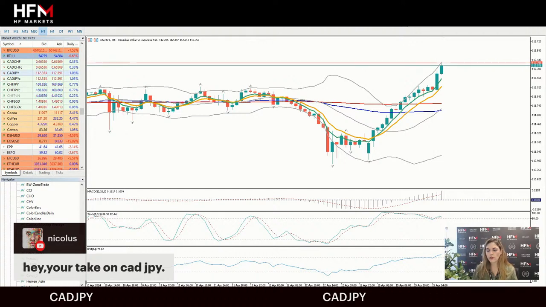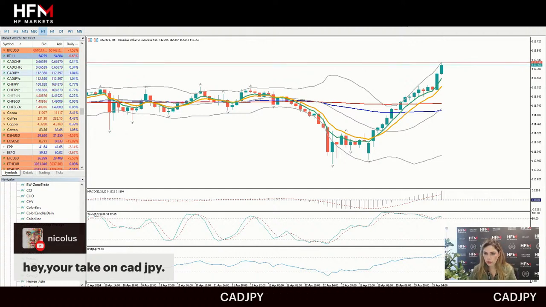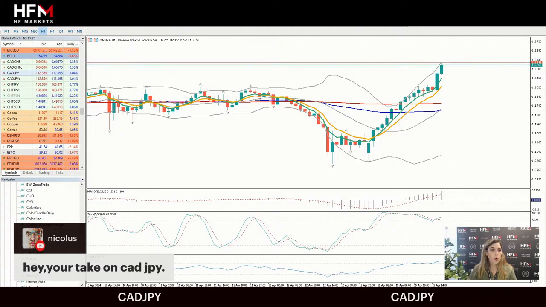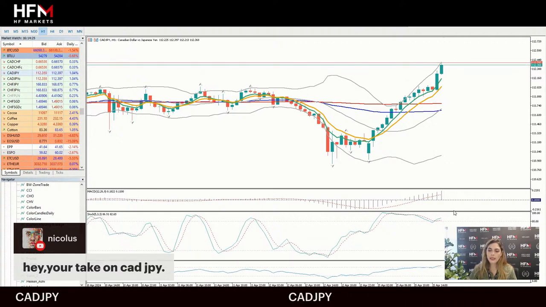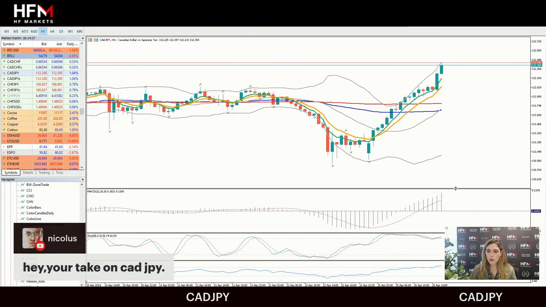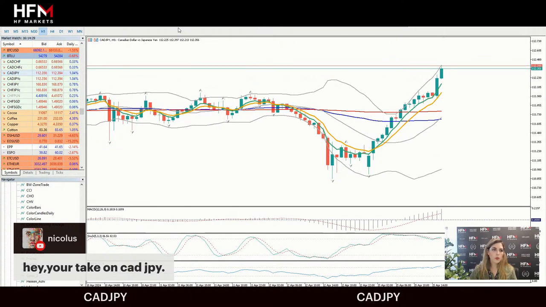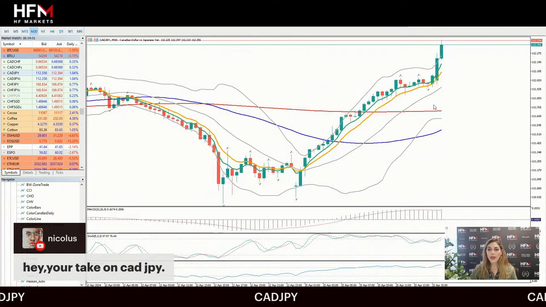There is no indication for a pullback yet, for a correction. So a very positive intraday short-term outlook for CAD/JPY for the time being, which looks like there is further steam to the upside.